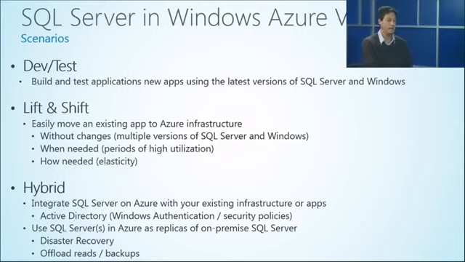And finally, we have some customers that are using hybrid scenarios. In these cases, part of the application is still on-premise. For example, they have the clients running on-premise, connecting through ADO.NET, for example, and they have SQL Server running in the cloud, and they connect them through a site-to-site tunnel. You can have Active Directory on-premise, and you can use Windows authentication to authenticate to those SQL servers running in Windows Azure.